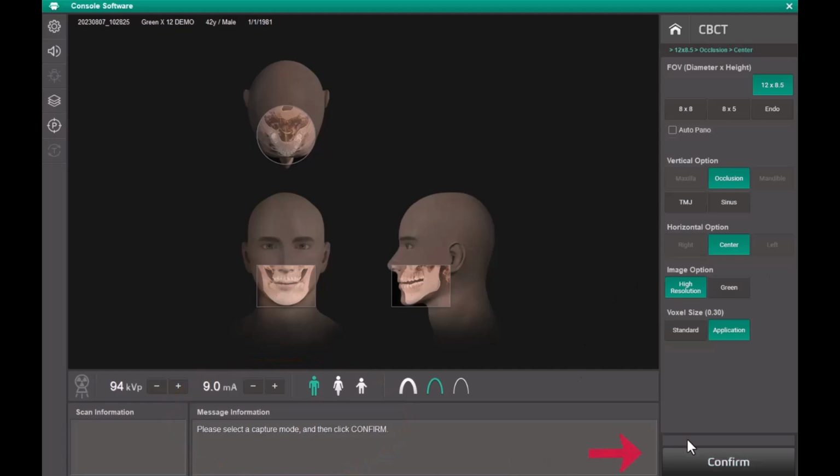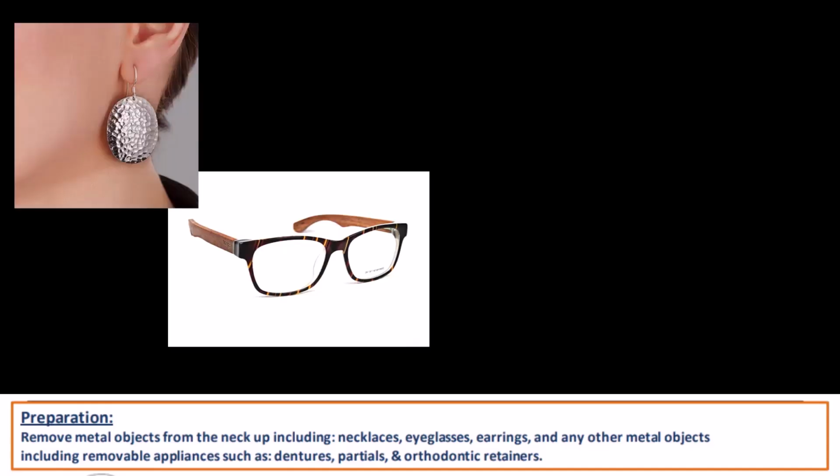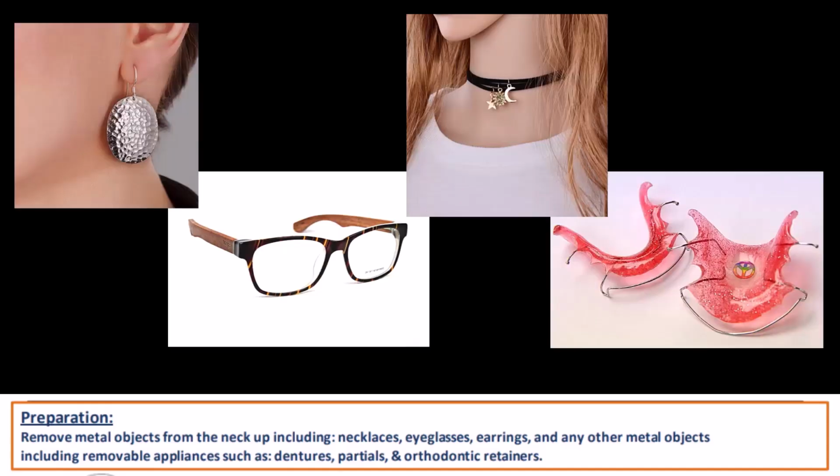Next, click Confirm. The machine rotates to capture position and we can position our patient. In preparation, have the patient remove all metal objects from the neck up, including necklaces, eyeglasses, earrings, and any other metal objects. We'll bring our patient back for CBCT capture.